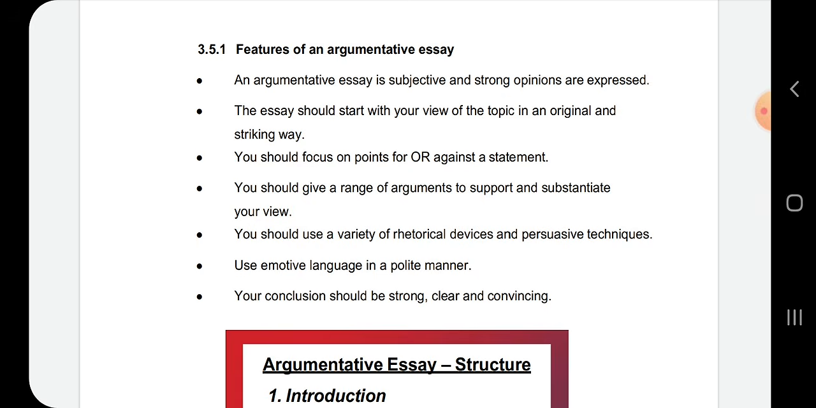Features of an argumentative essay: it's subjective and strong opinions are expressed. The essay should start with your view of the topic in an original and striking way. You should focus on points for or against a statement. You should give a range of arguments to support and substantiate your view. You should use a variety of rhetorical devices and persuasive techniques. Use emotive language in a polite manner. Your conclusion should be strong, clear, and convincing.